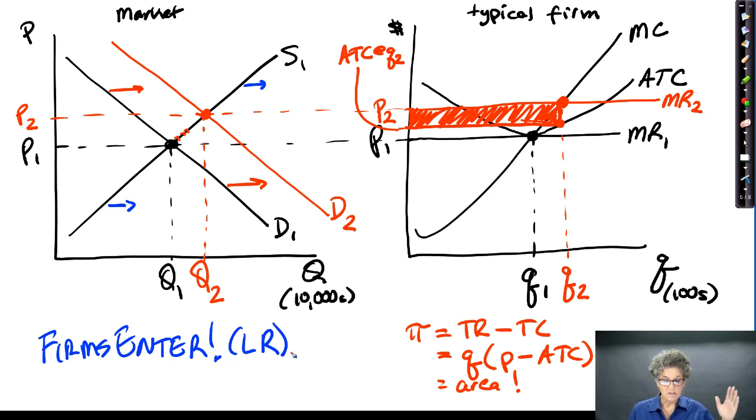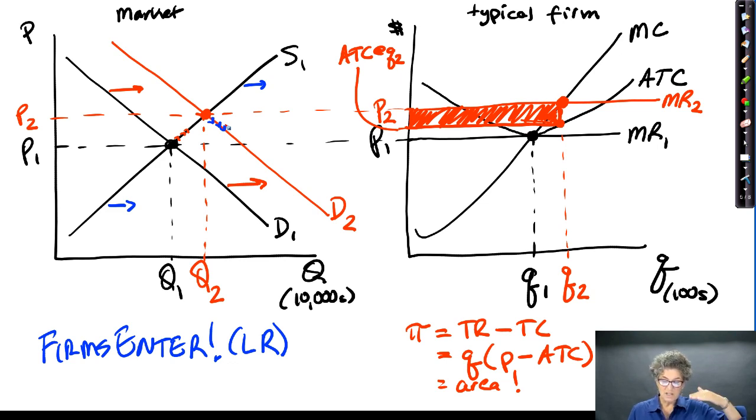The long run effect is for the supply curve to shift to the right. The supply curve is going to shift to the right, and as the supply curve shifts to the right, we're going to be moving down this second demand curve in terms of price. The price is going to start to fall as there are more firms producing the good in the industry.